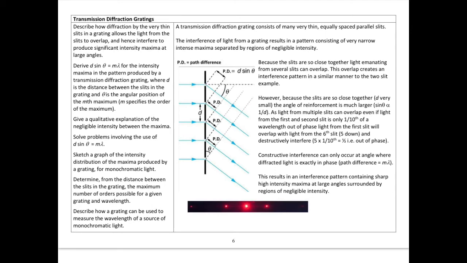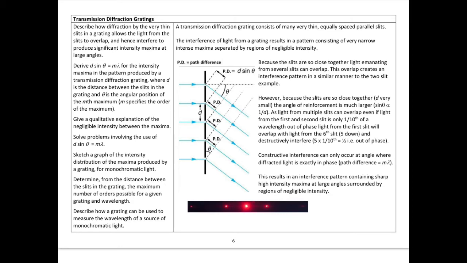So that's why we get those large regions of negligible intensity. We can only get constructive interference, only a bright band, at an angle where the diffracted light is exactly in phase. So where the light between this one and this one and this one and this one are exactly in phase. If they're only a little bit out of phase, there'll be one somewhere down here that'll cancel out with this one here. So I think, yeah, that describes the pattern.